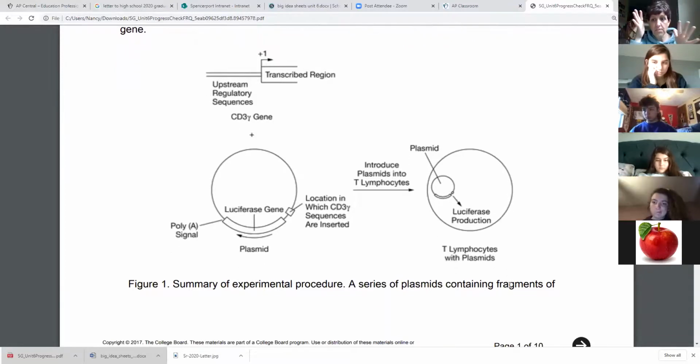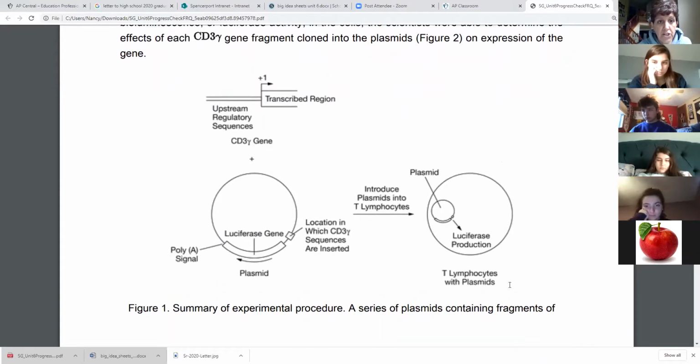Okay, so I want to make sure when you read this that it makes sense. So upstream, this first little picture here is showing the transcribed region, which is what has to be transcribed.